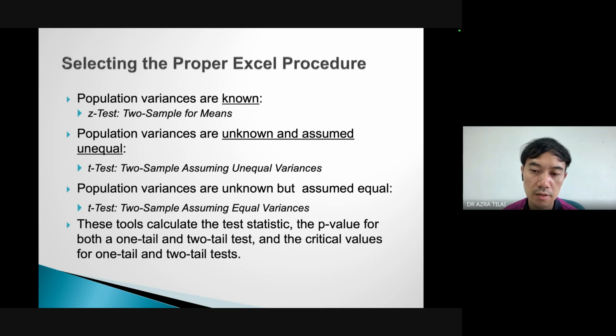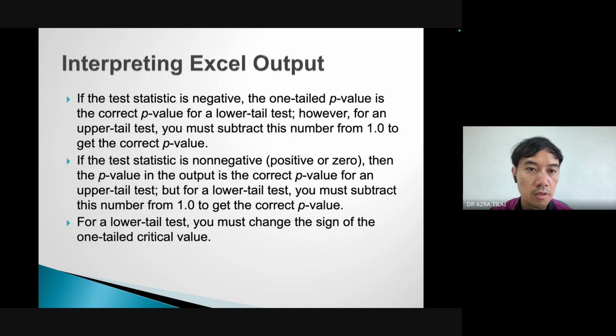So these two calculate the test statistic, the p-value for both one-tail or two-tail test, and the critical value of one-tail test or two-tail test. So if the test statistic is negative, the one-tail p-value is the correct p-value for a lower-tail test. However, for an upper-tail test, you must subtract this number from 1 to get the correct p-value. So if the test statistic is non-negative, positive or 0, then the p-value in the output is correct for an upper tail test, but for a lower tail test, you must subtract the number from 1 to get the correct p-value. So for a lower tail test, you must change the sign of the one tail critical value.